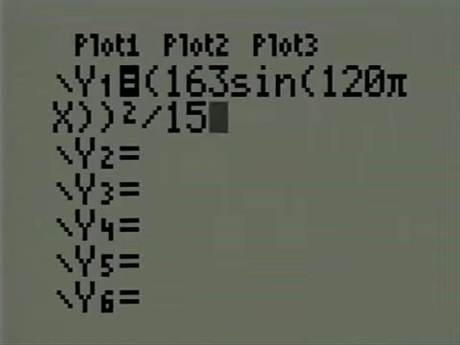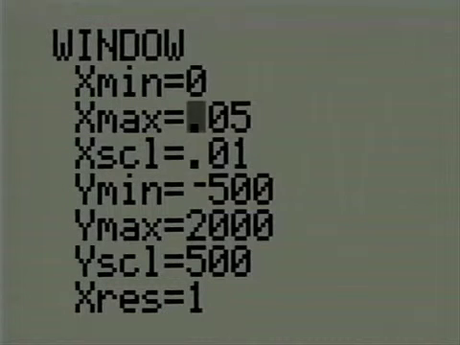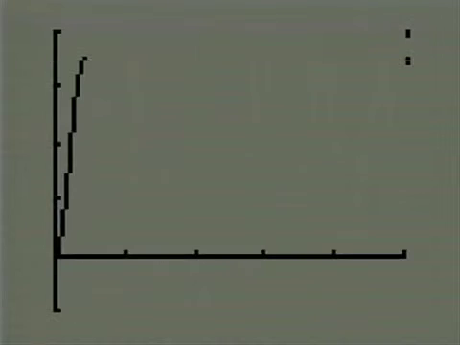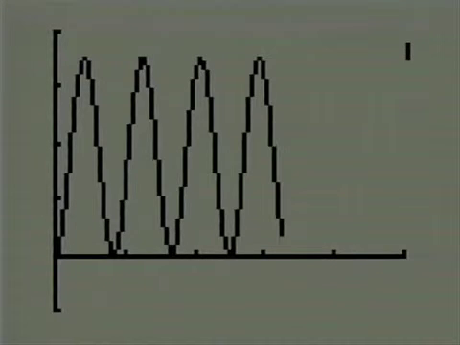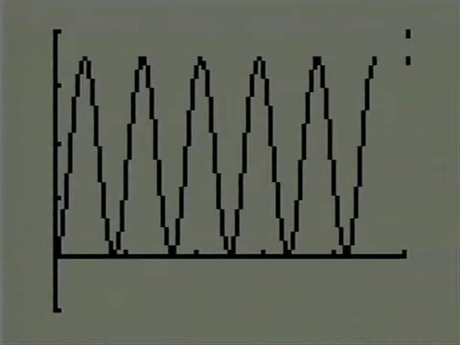Then we'll set a window. We've gone 0 to 0.05 in the x direction with a scale of 0.01, and negative 500 to 2,000 in the y direction with a scale of 500. And we'll take a look at the graph. What we see is a graph of the wattage, which is the voltage squared divided by the resistance. The other question we wanted to answer was how many oscillations there are. If you count the number of peaks, you can see there are 6. What we're looking at is a part of the graph that contains 6 oscillations.